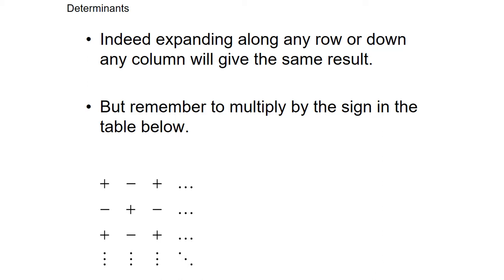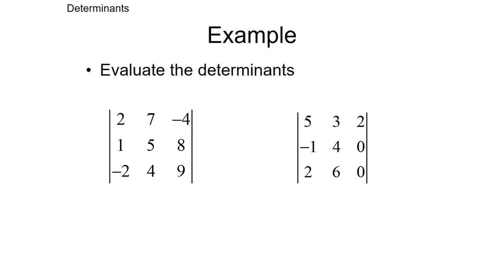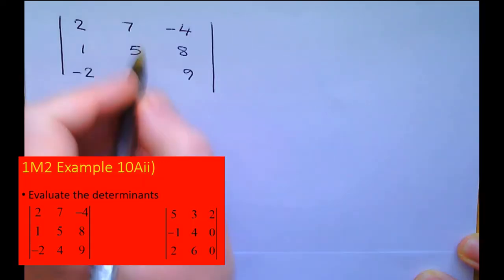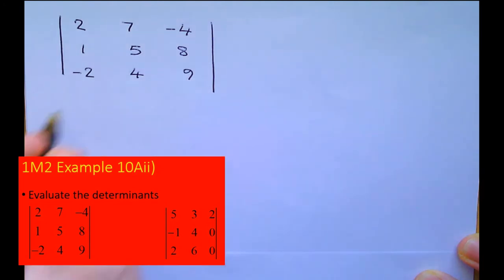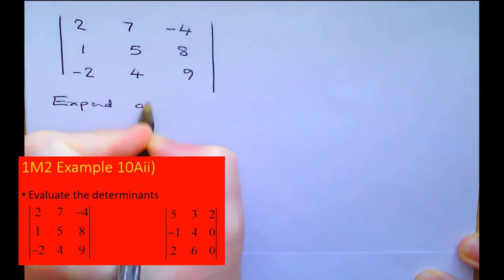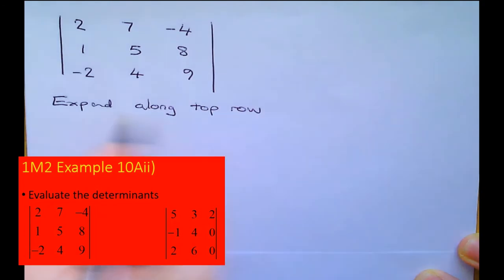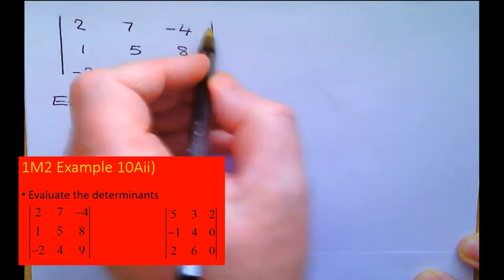And sometimes it might be the presence of zeros that makes you decide to do it a particular way. Whichever way you do it, remember the signs in the table here. So let's look at 2 determinants as mentioned here. Let's decide we're going to expand along the top row. Now before doing that, let's just note the signs that we'll use.